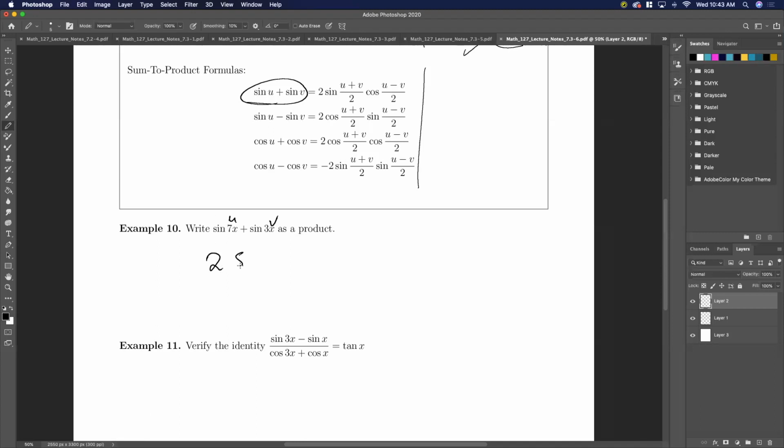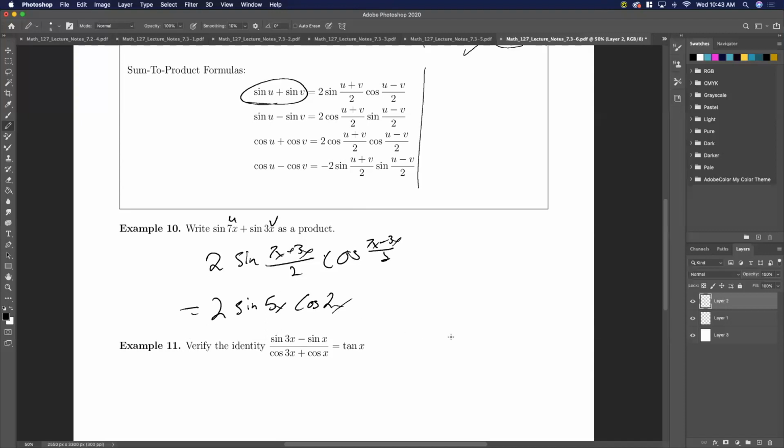So it'd be 2 sine of 7x plus 3x all over 2, and then cosine of 7x minus 3x all over 2. If I simplify that out, I'll get 2 sine of 10x divided by 2, which is 5x, cosine of 4x divided by 2, which is cosine of 2x. And so here I've taken a sum and written it as a product. And that's what that means.